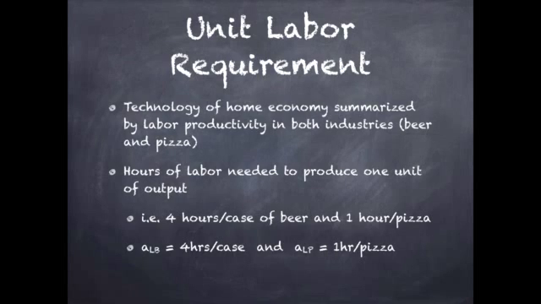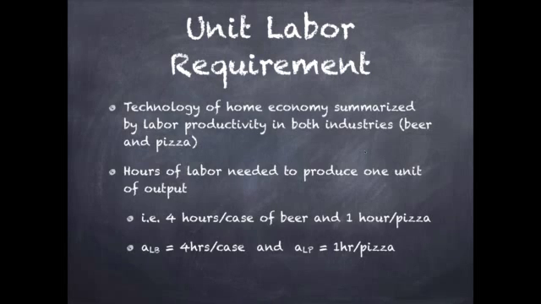So realize that when we say labor productivity is what we're going to be taking a look at in both industries, in particular, the time it takes to produce 1 unit of beer and the time it takes to produce a pizza. So a unit labor requirement, as it has up here in the title box, is the hours of labor needed to produce 1 unit of that output. So in our example, it's going to take 4 hours to produce a case of beer, and it's going to take 1 hour to produce a pizza.